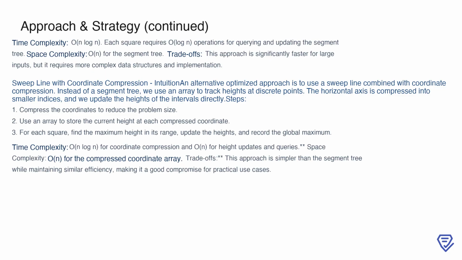This method reduces the time complexity to O(n log n), as querying and updating the segment tree each take O(log n) operations. The space complexity remains O(n) due to the storage requirements of the segment tree. While this approach is highly efficient for large inputs, it introduces complexity in terms of implementation and debugging. For those looking for a simpler yet still efficient solution, the sweepline approach with coordinate compression is another viable option.